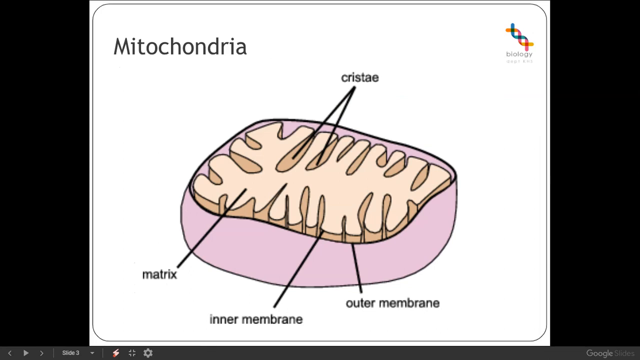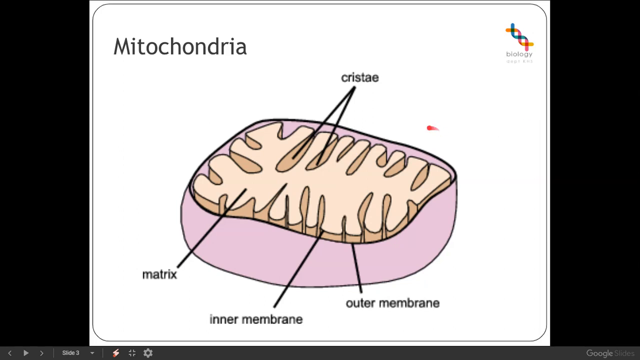So we have glycolysis taking place in the cytoplasm, and the pyruvate itself is then going to be passed on into the mitochondria, and that's where the citric acid cycle and the electron transport chain are going to take place.